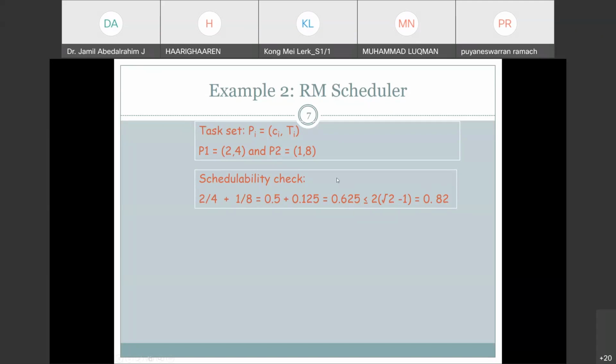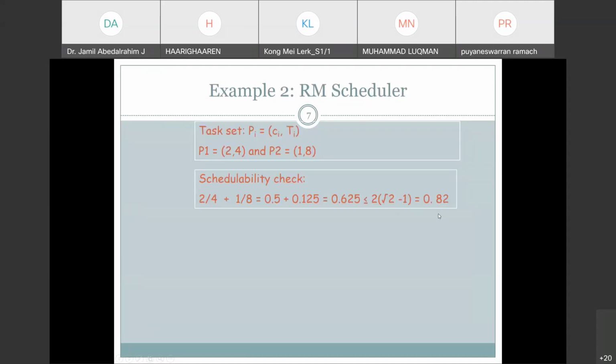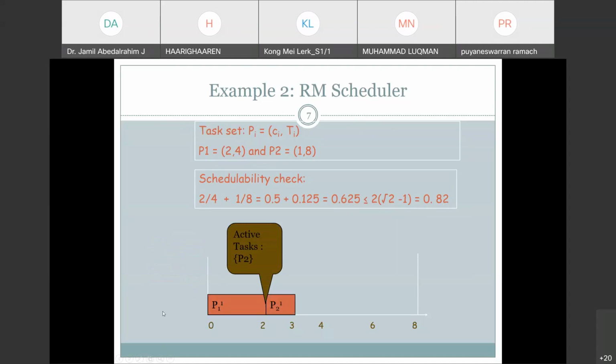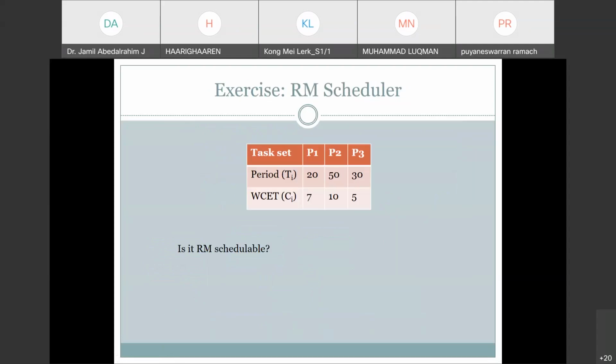Where do we get the bound from? From the number of processes. How many processes do we have here? We have 2 processes. So for 2 processes, the utilization bound is 0.82. Is 0.625 less than 0.82? Yes, it's less. That means it is guaranteed to be schedulable.